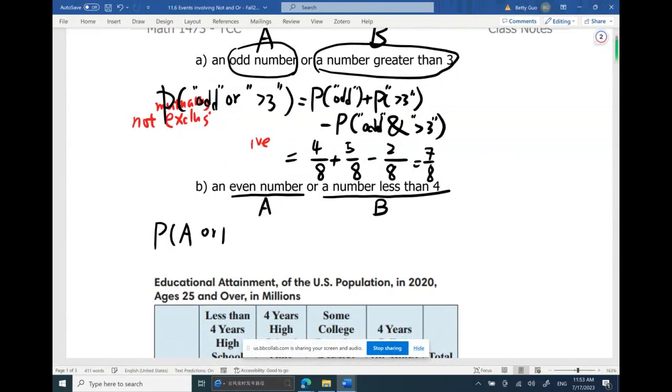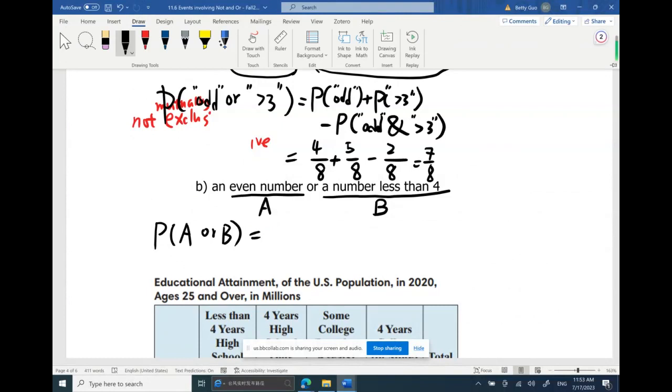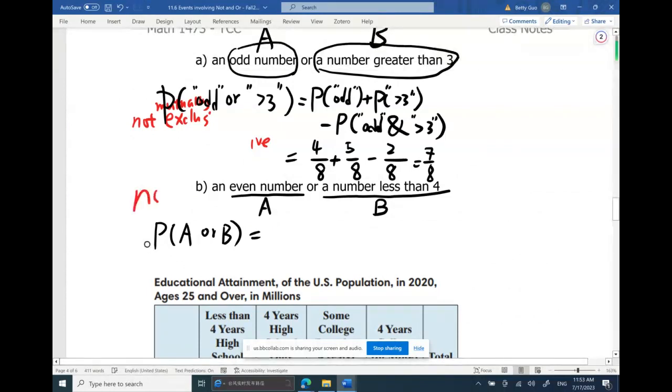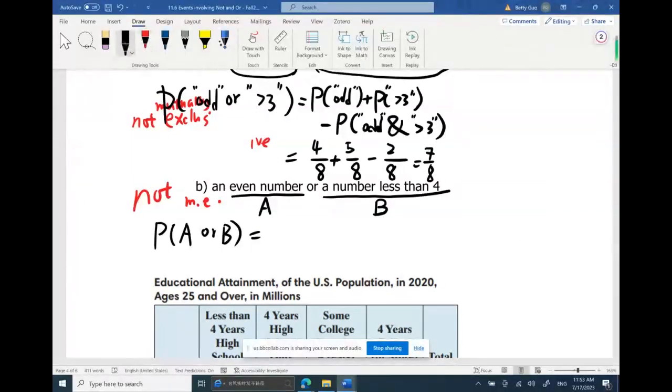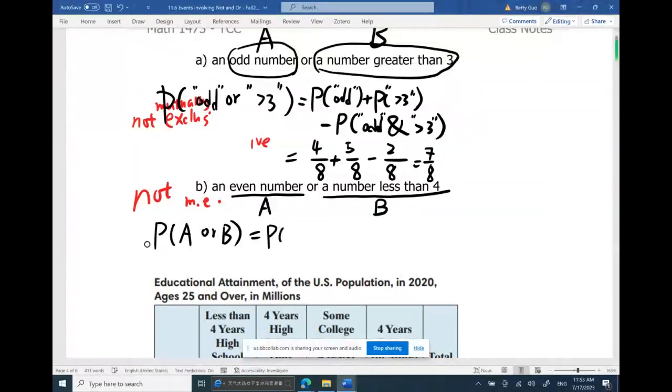P of A or B. Again, we always need to determine: are the two events mutually exclusive or not? What do you think? Not. They are not mutually exclusive. Okay, so on our scratch paper, write it down: not mutually exclusive. Then we use the second formula. P of A or B equals P of A plus P of B minus P of A and B.